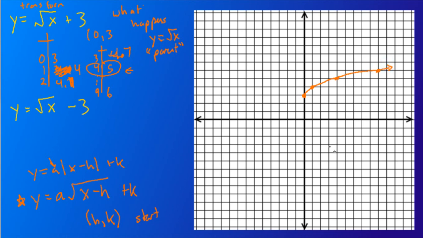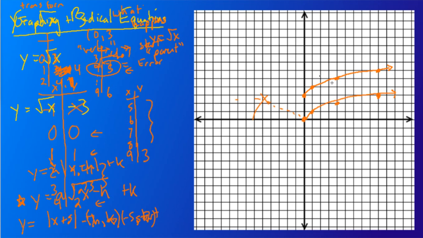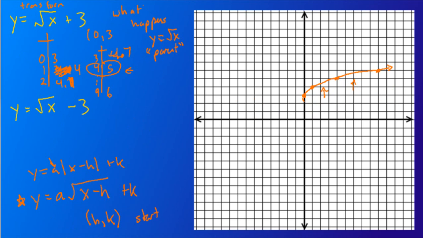Now, if I compare this to my other graph, which I'm actually going to show, look what happened. It went up, didn't it? And let's take a look at our equation. Oh, look. There's a plus 3 right here. So it went up.